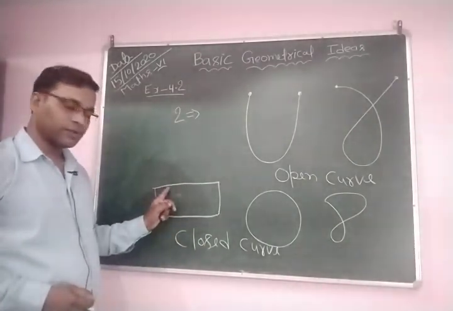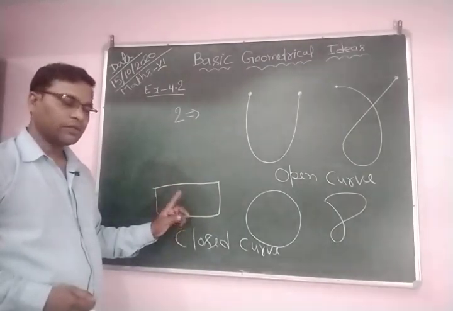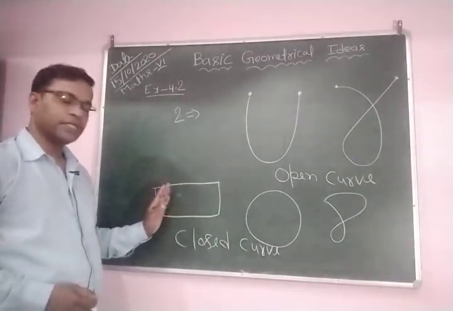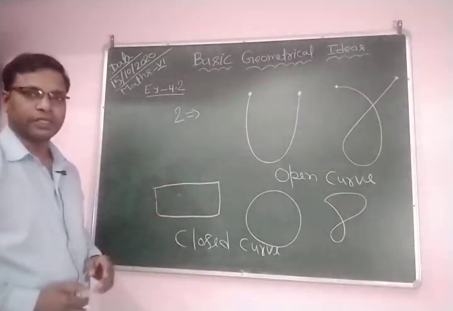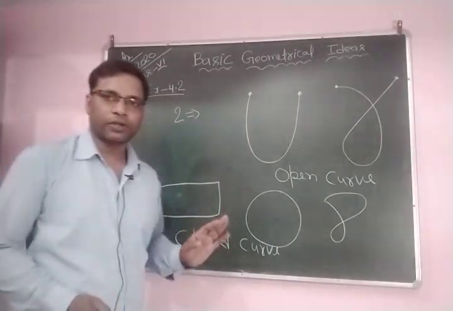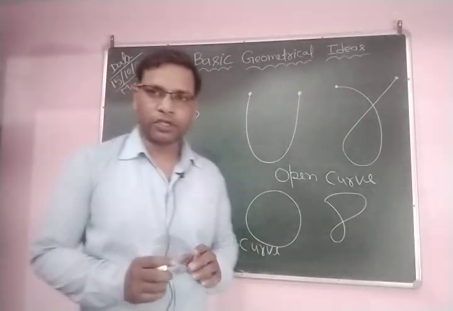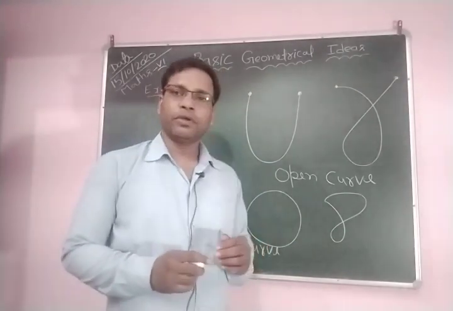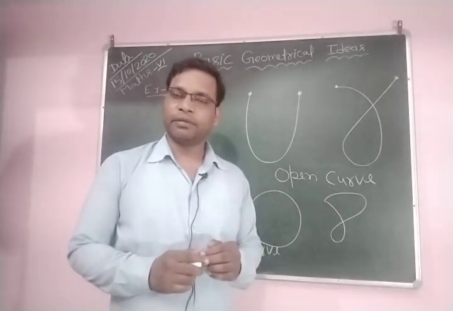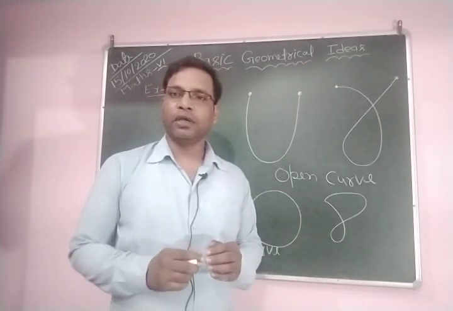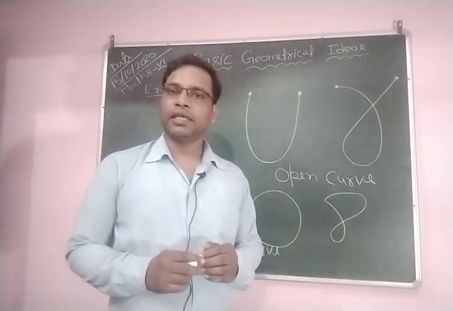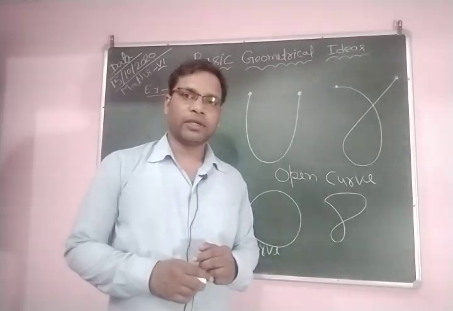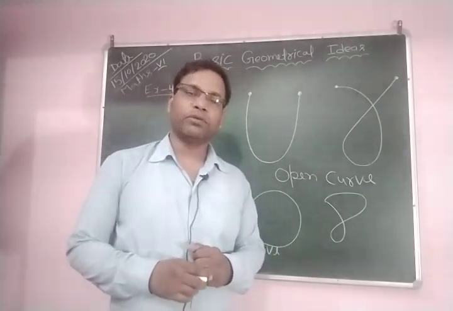Okay, this is a simple closed curve made by line segments. So you can see this is a polygon. I hope all of you understood what a simple closed curve is: a curve which does not cross itself at any point. This is called a simple closed curve.